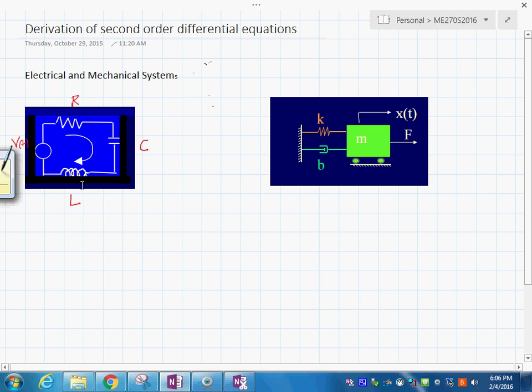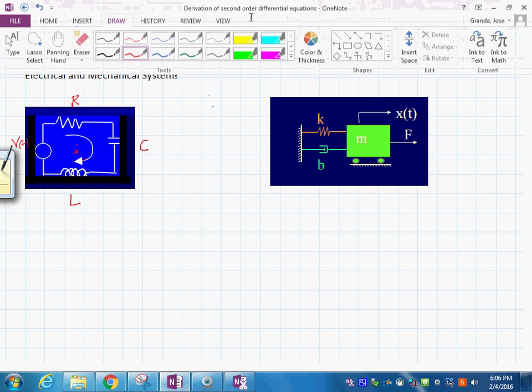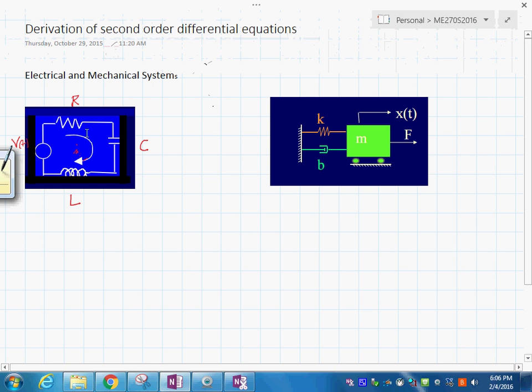You have here the current inside. I'm just going to put I for the current. So this is the description of our electrical system. What we're going to do is apply Kirchhoff's laws to the circuit.